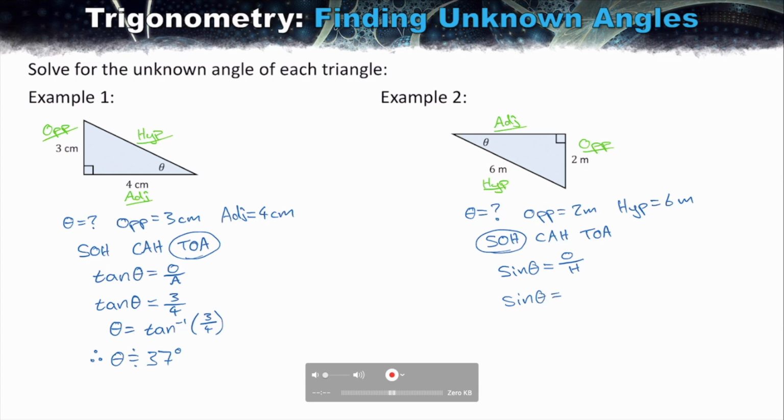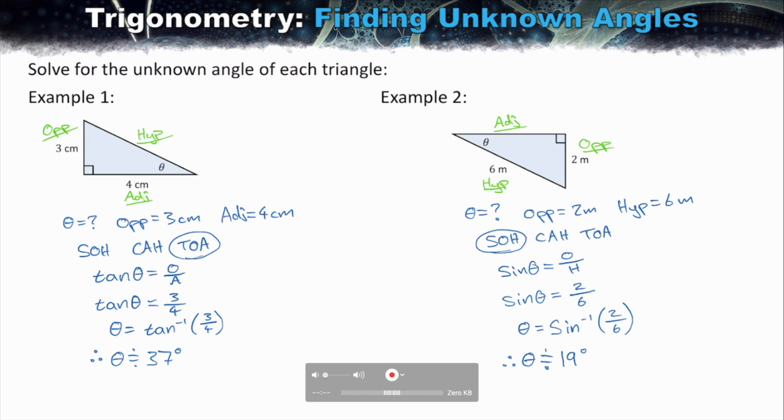Our opposite here is 2. Hypotenuse is 6. And like we did before, we need the opposite of sine. If the opposite of tan is the inverse of tan, the opposite of sine is the inverse of sine. So sine to the power of -1, which we refer to as the inverse of sine, of 2 on 6. I could have actually written that as 1 over 3 because it is just 1/3. But we just plug this into our calculator now. And we end up with an angle that is approximately 19 degrees to the nearest degree.